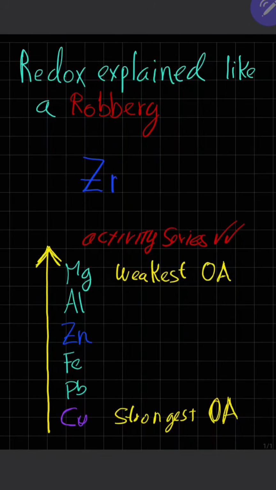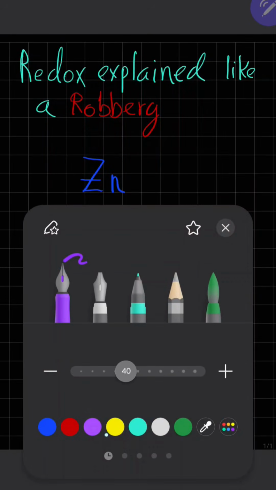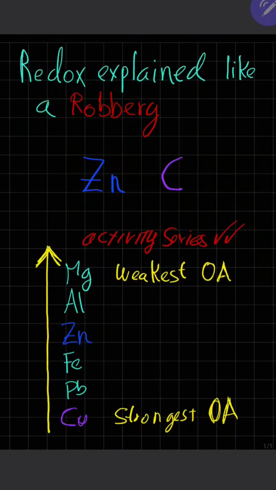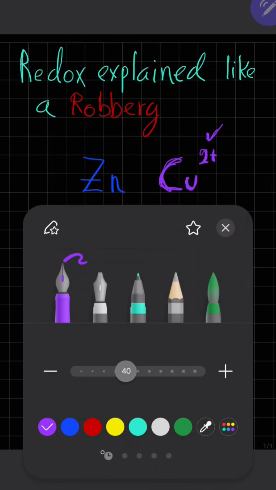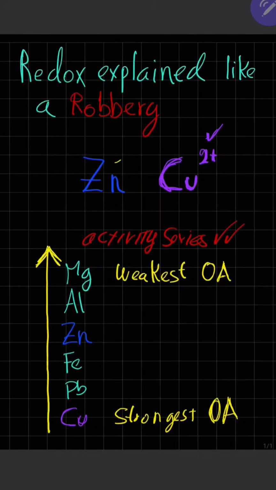Here we have an atom of zinc, and here we have an atom of copper. And the copper, we have copper 2 plus. Now we are talking about robbery because in this case copper, in order to gain stability, will require 2 electrons. Because copper is now positive 2 and it would like to become copper 0, it is gaining electrons, or stealing the electrons from zinc. 1 electron and 2 electrons.